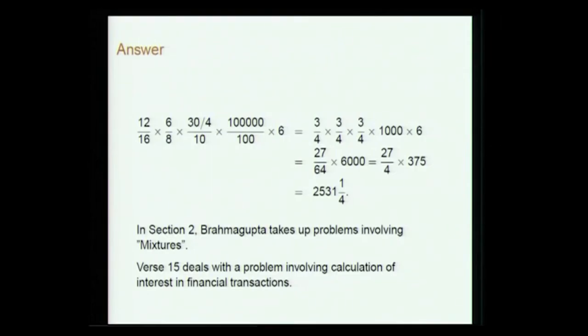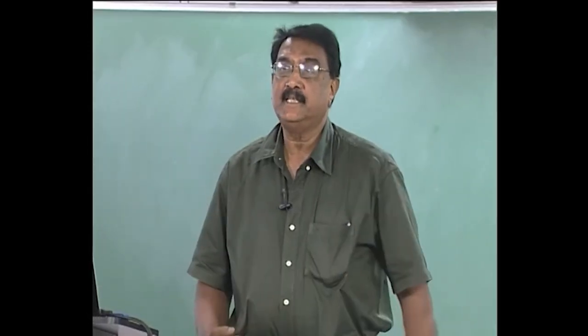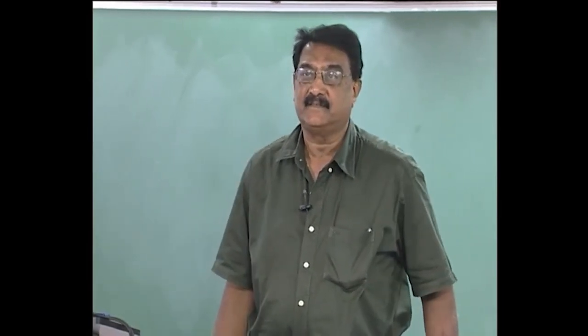So the answer by the direct rule of proportion is 12 by 16 into 6 by 8 into 30 by 4 into 10, times 100,000 by 100, and the original price for 100 bricks of this dimension was 6. So I have to multiply all these things, and the final answer is 2531 1 by 4. One can go on like this with examples involving rules of proportion, both direct and inverse. Indeed, the text and the commentary have many more examples. Next, in section 2, Brahmagupta takes up problems involving mixtures.